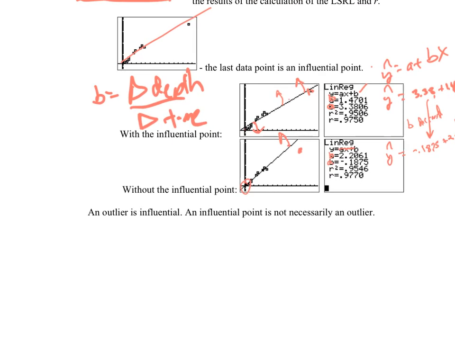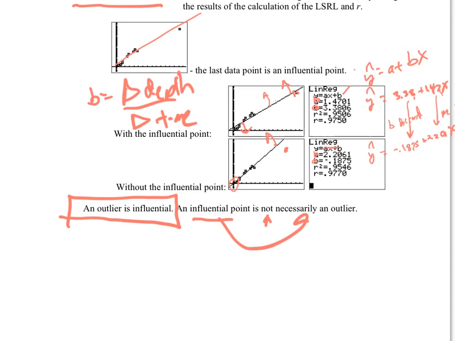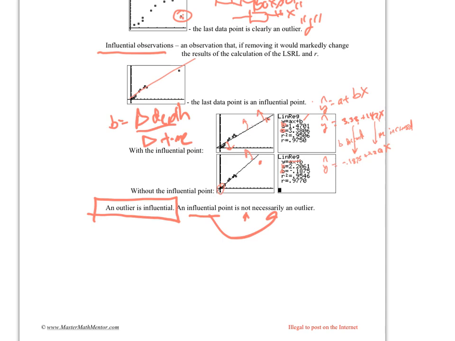Remember this, I just said a minute ago. All outliers are influential. Not all influential points are outliers. So don't call them all outliers. The AP test kind of frowns on that.